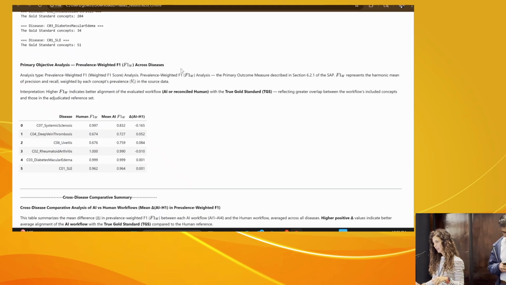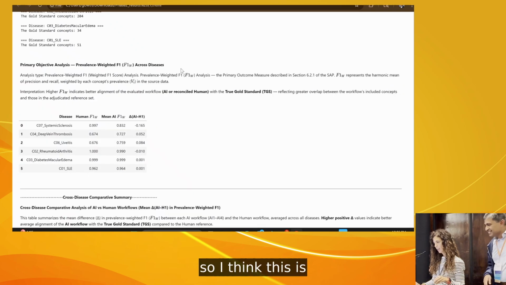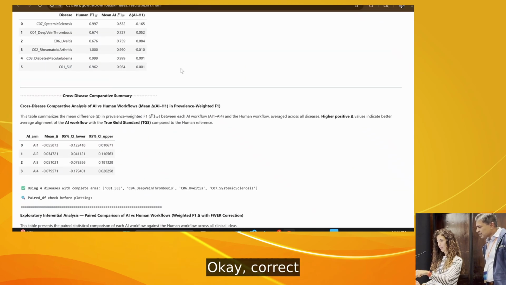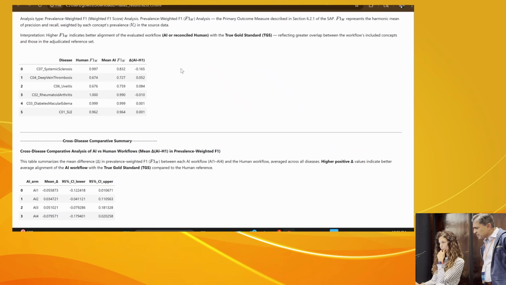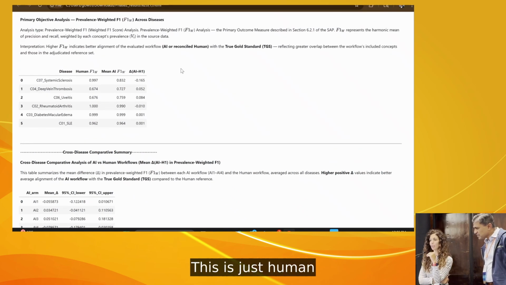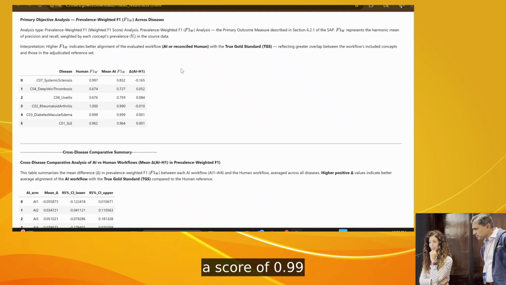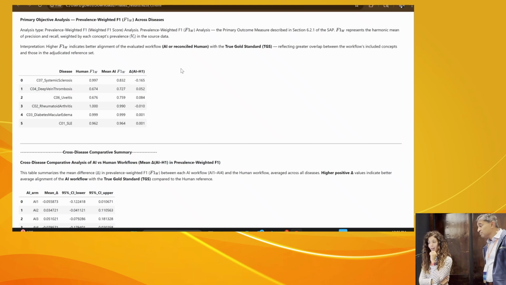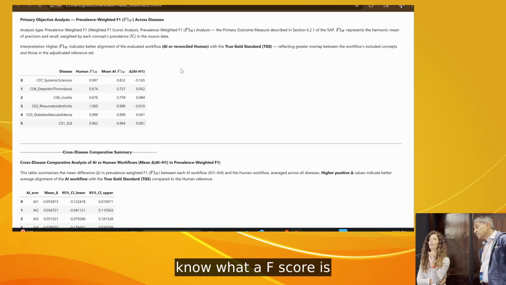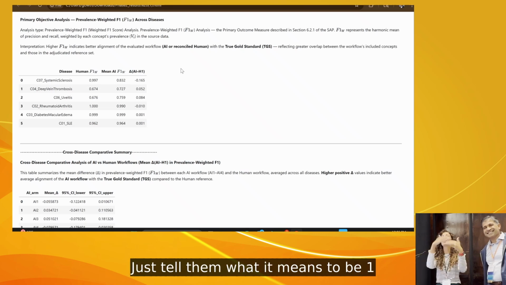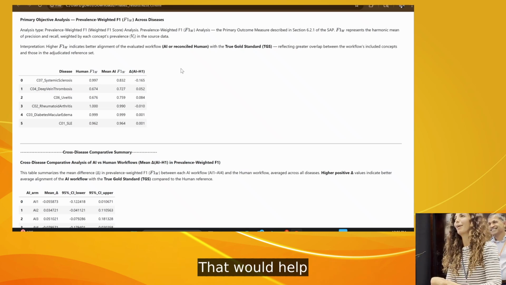Perfect. Okay. So I think this is lumping all the AI together, so I'm going to ignore that one. Okay. Correct? Or this is the human. This is human. Okay, correct. This is just human. Okay, for human, the systemic sclerosis had a score of 0.99. That's pretty high. Okay, I don't know if you guys know what an F score is. Sorry. So F score is, maybe Jack, you want to explain what F score is? It captures both. Just tell them what it means to be 1, what it means to be 0. That would help.